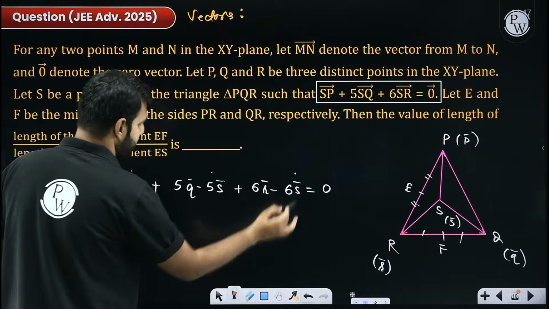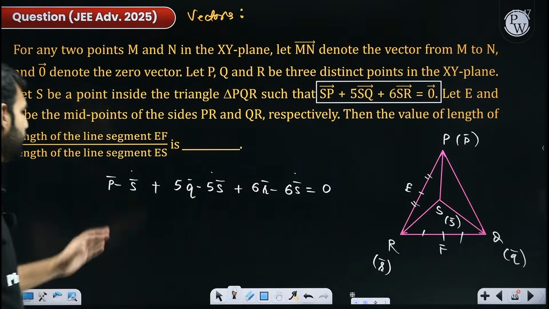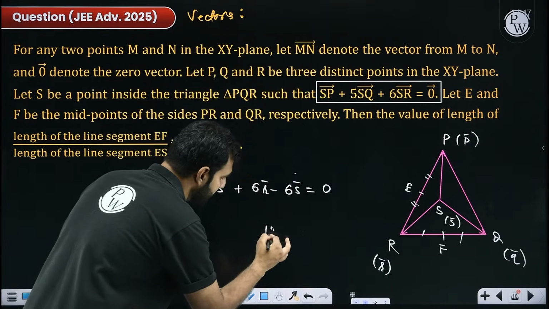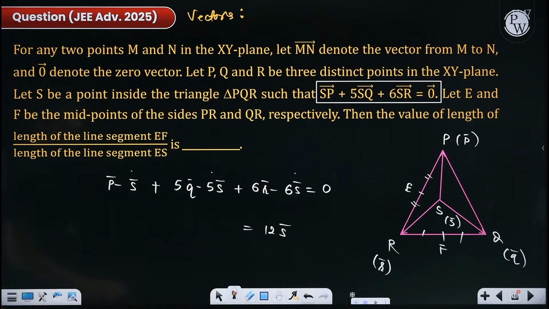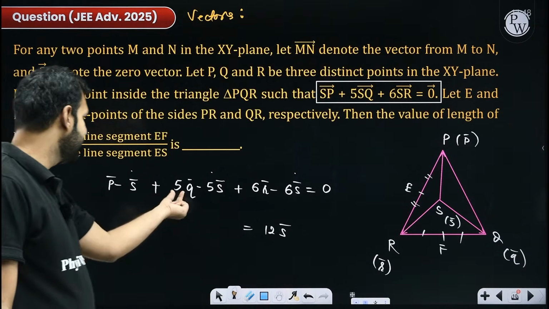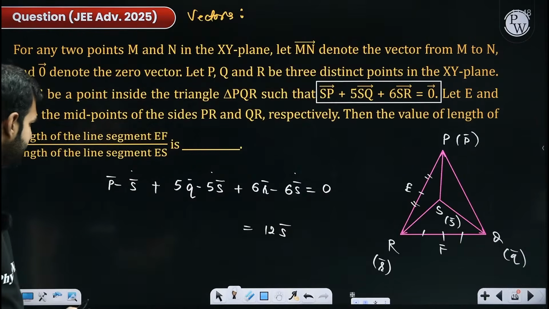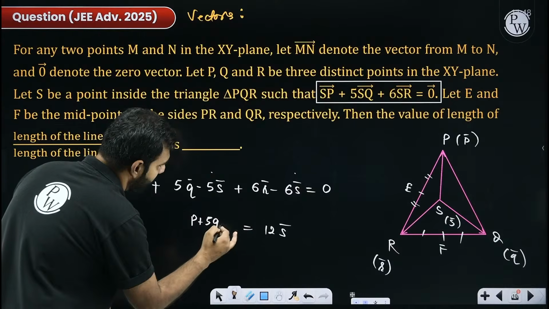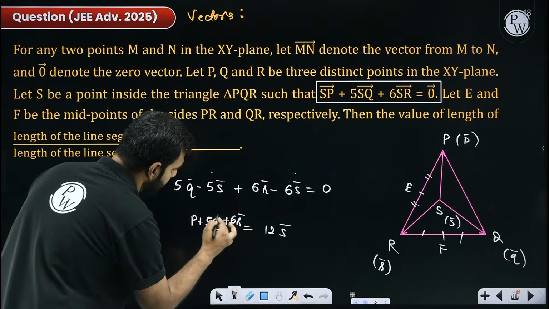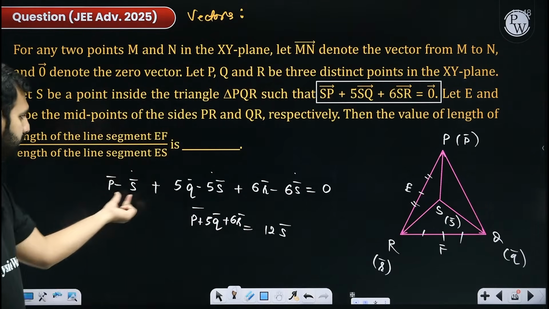S, S, S. So 6 plus 5, 11 plus 1, 12. 12S I take on the other side, this 12S is equal to, what I get is P, and apart from that 5Q plus 6R. I hope nothing else is left here. So this 12S we receive as P plus 5Q plus 6R. Everybody got this? P plus 5Q plus 6R.